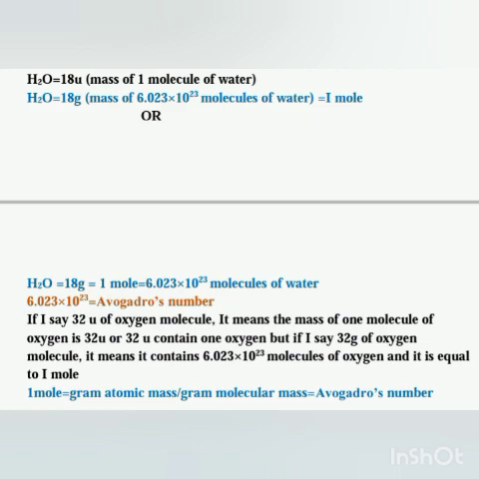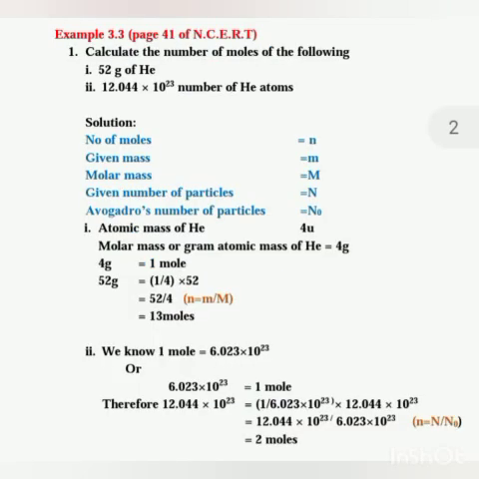Please see example 3.33, page 41 of the NCERT book. Here we have to calculate the number of moles of the following: 52 grams of helium and 12.044 × 10^23 helium atoms. So here we have to find the number of moles.